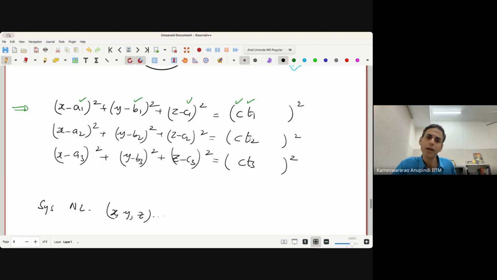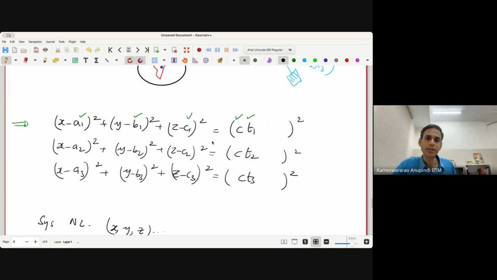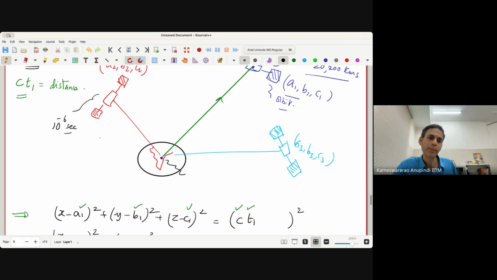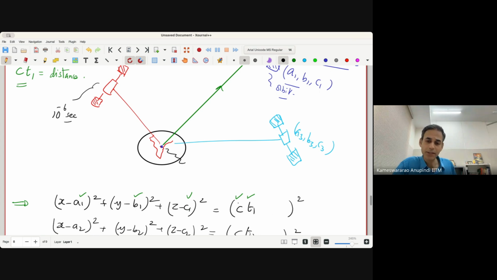But then there is one problem. Although we can measure the time, the accuracy of the clocks in your phone or in the device and on the satellite are very different. The satellites are usually equipped with very accurate clocks, like atomic clocks, which are accurate up to 10 to the power minus 6 seconds. Whereas your devices are not so accurate. So as a result, this small time difference, even though it is in microseconds, because of the speed of light and the distances involved, can cause a large difference in the distance calculation.